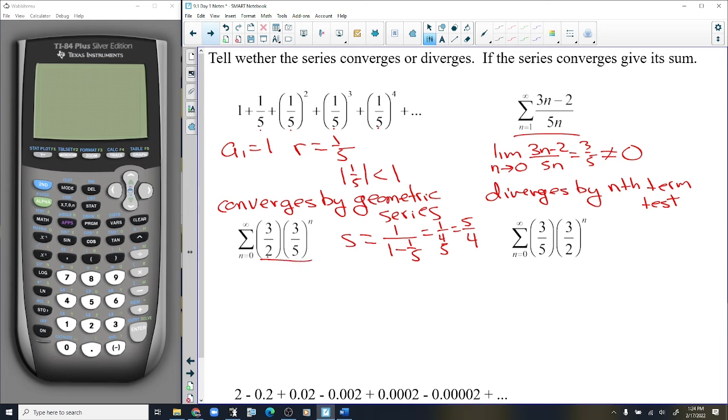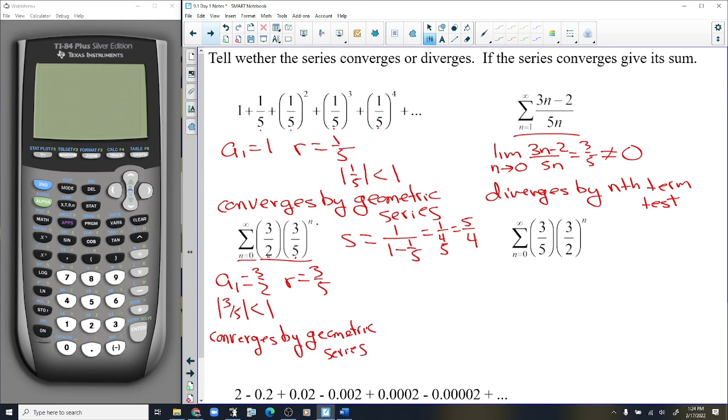Geometric. A sub 1 times r to the n, because we're starting with 0. So a sub 1 is 3/2. R is 3/5. And the absolute value of 3/5 is less than 1. So we say converges by geometric series. And the sum is 1 over 1 minus 3/5, which is 1 over 2/5, which is 5/2.